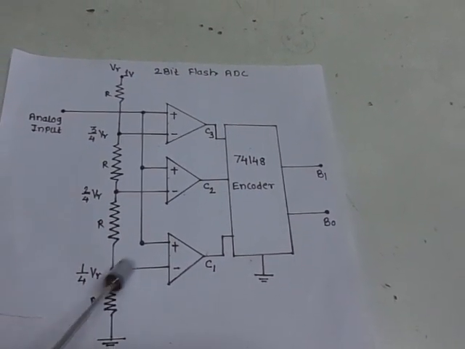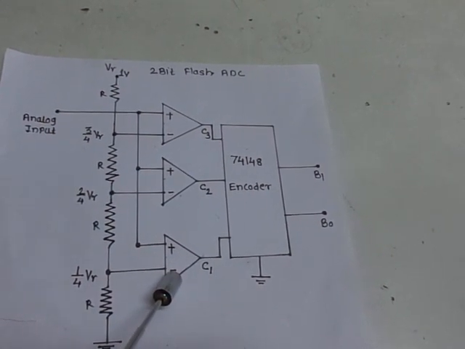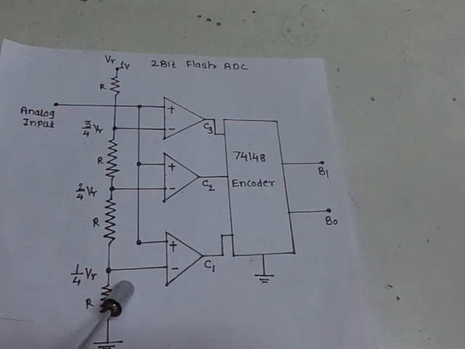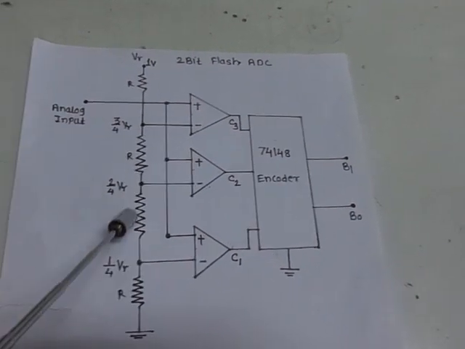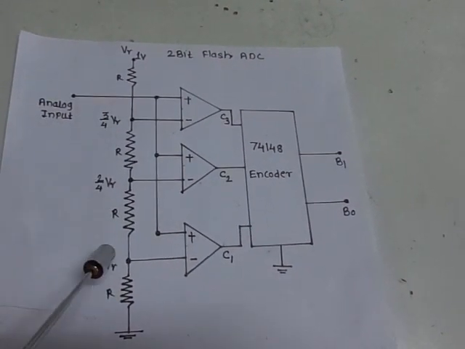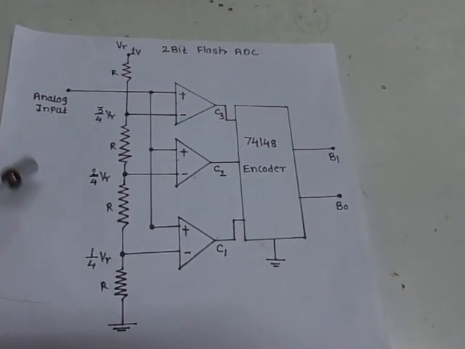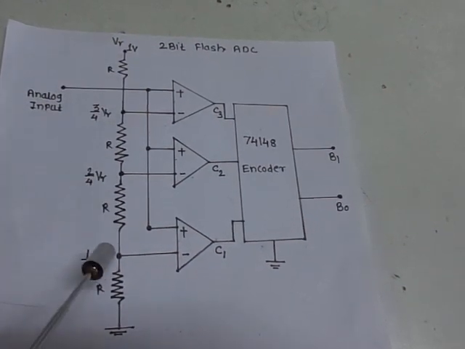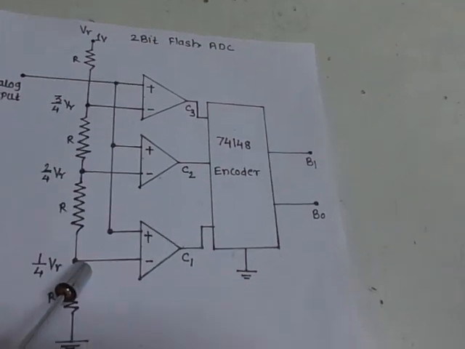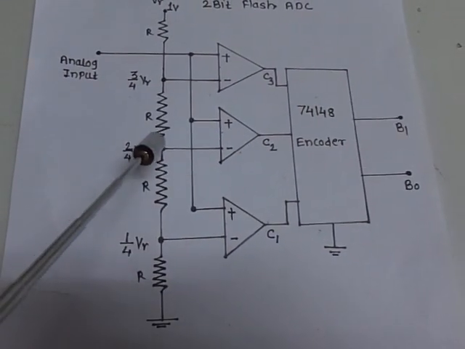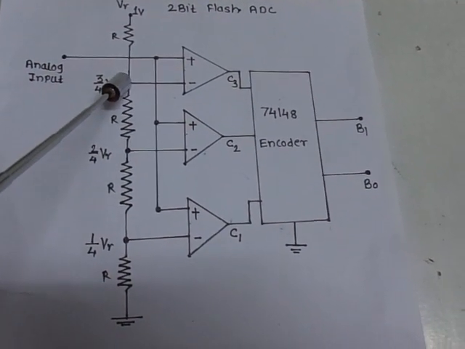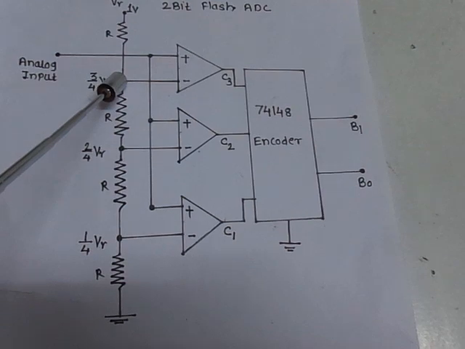At this point, the inverting terminal of comparator 1, the voltage generated is R upon R plus 3R, that is R upon 4R into V reference, which becomes 1 by 4 V reference. Theoretically, with a 1 volt reference, 1 by 4 V reference becomes 250 millivolts. So at this point the voltage generated will be 250 millivolts. Theoretically at this point the voltage generated will be 500 millivolts. Theoretically at this point the voltage generated will be 750 millivolts.